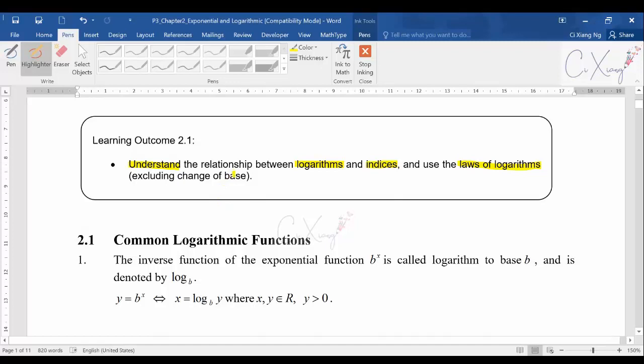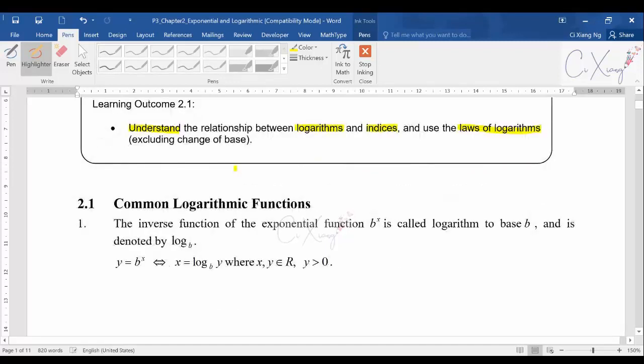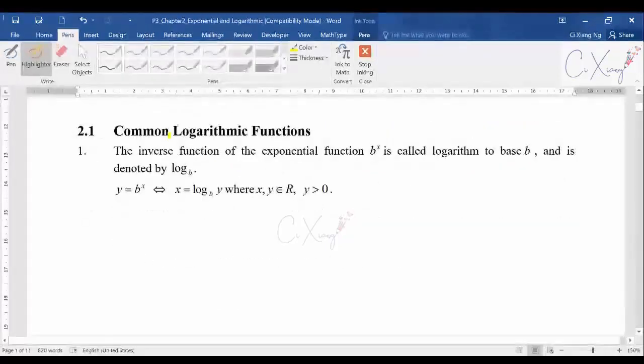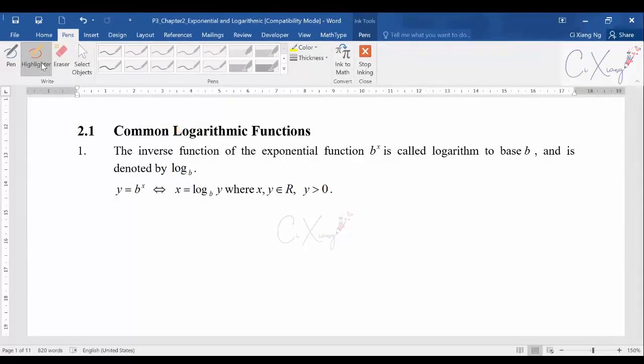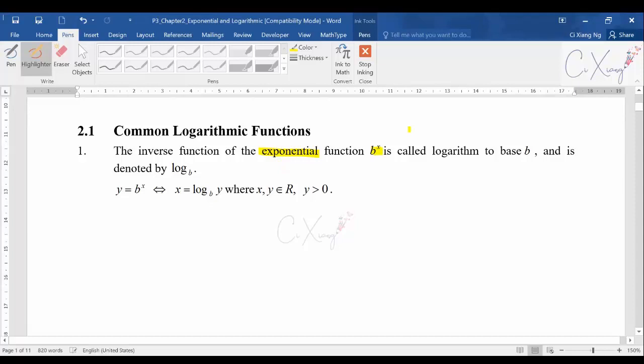Okay, so let's start with some very basic introduction first. We talk about the common logarithmic function. Okay, so when we are having the exponential function b power x, and the inverse of the exponential function we call as log to base b, and it is denoted by log to base b, so log b.